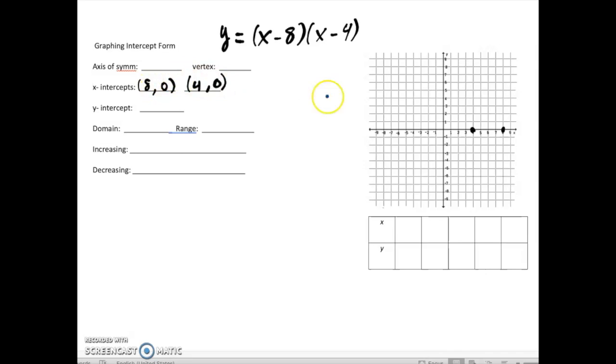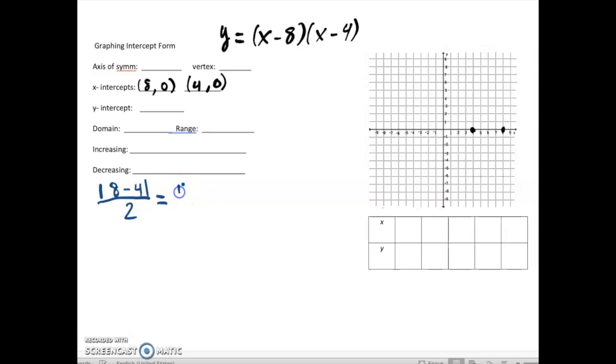Next thing I want to do is try to find my axis of symmetry. I know it's someplace in the middle here. This one's easy enough that I could kind of see where it's going to be, but let's say I don't know. I can use the formula where I subtract one x-intercept from the other. It doesn't matter which order, actually. So I'm going to subtract 8 minus 4 and then divide it by 2. This is going to give me how many units I need to move to get to my center point from either x-intercept.